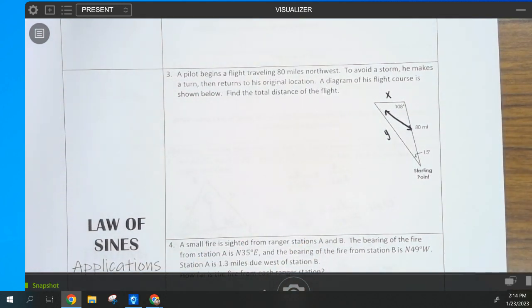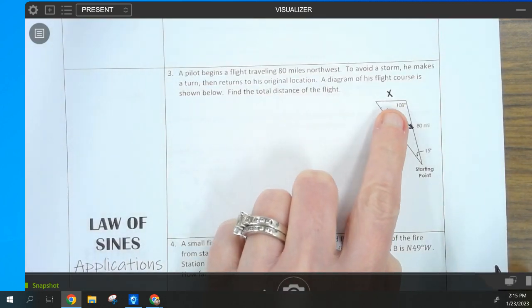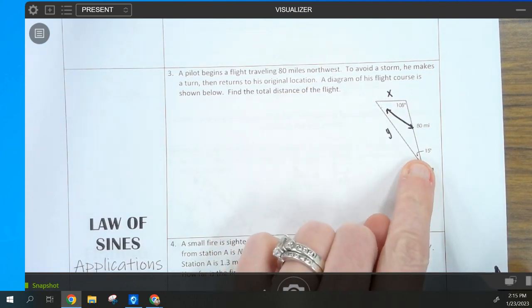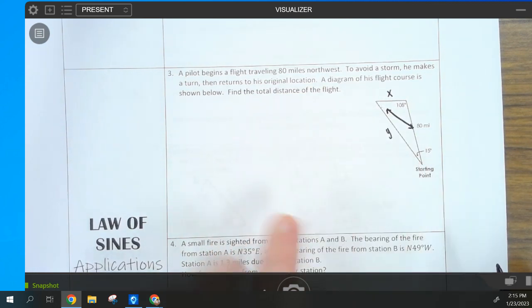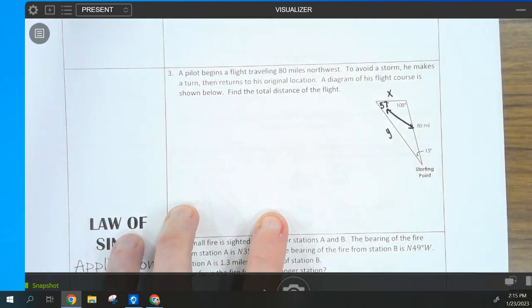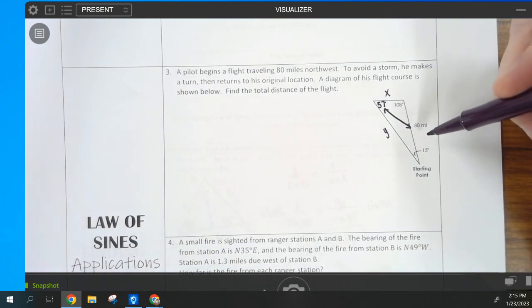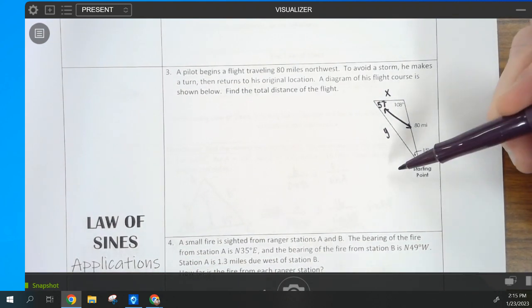But the good news is we know that a triangle adds up to 180 degrees. So we can find this missing angle by taking 180 minus 108 and then subtracting 15 from that. And we'll find out that missing angle right here is 57 degrees. So now we have our angle opposite side relationship, and we can solve for x and y now using the law of sines.